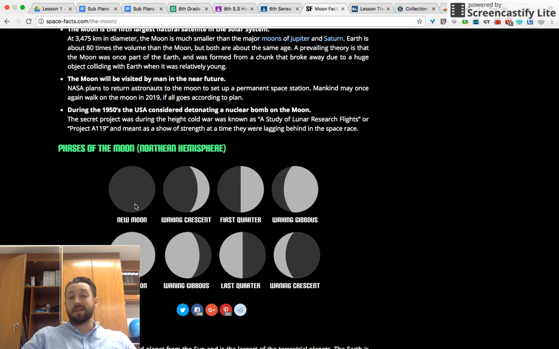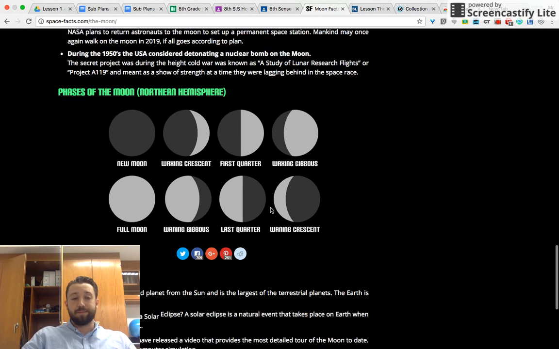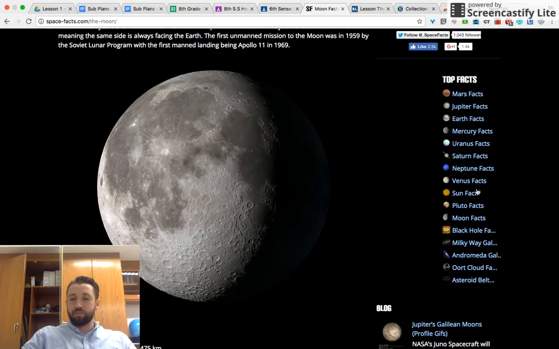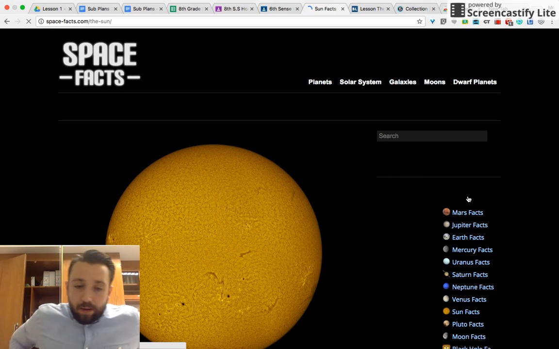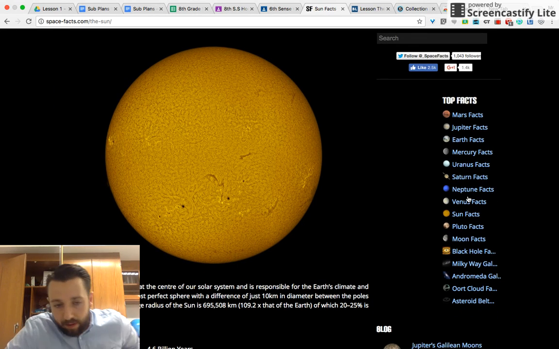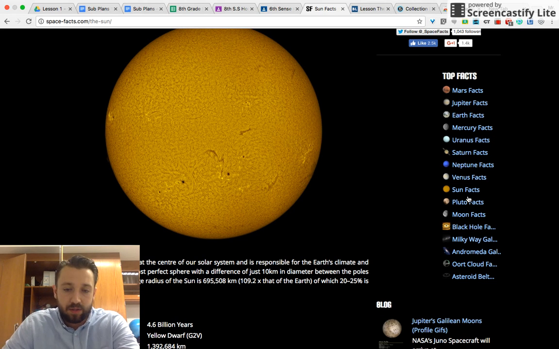A new moon, you can't see the moon at all. And a full moon, you can see the whole thing. And it goes through steps in between. Let's move on to the sun. Okay, so here's our sun. Our sun is huge compared to the moon and compared to Earth. It is massive, also known as the Sol.